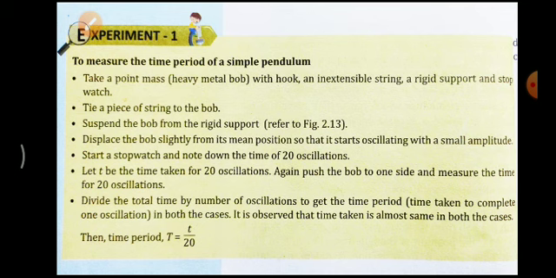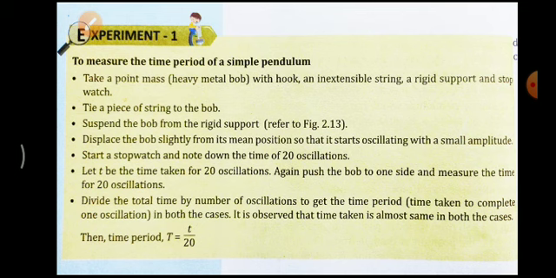Okay, in both the cases, how do we calculate the time period? The time taken to complete 20 oscillations, that is t, divided by 20. If we do that, then we will get the time period. And time period means, as you know, the time taken to complete one oscillation. So in that way we can measure the time period of a simple pendulum.